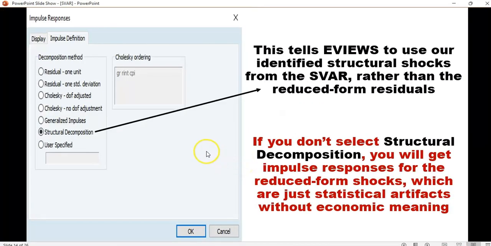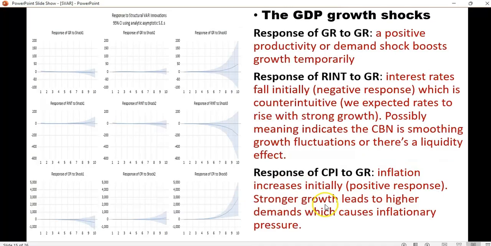Now the reason why we had to click structural decomposition in the impulse definition is that it tells EViews to identify structural shocks from the SVAR rather than the reduced form residuals. If you don't select structural decomposition, you will get impulse responses for the reduced form shocks, which are just statistical artifacts without economic meaning. So now this is the impulse response of the structural VAR.